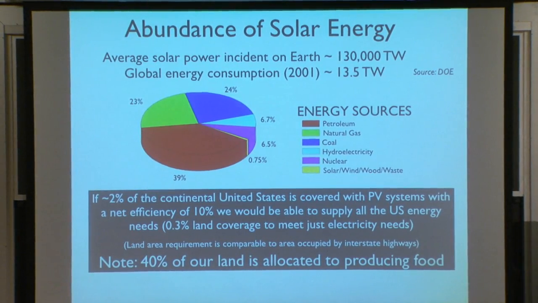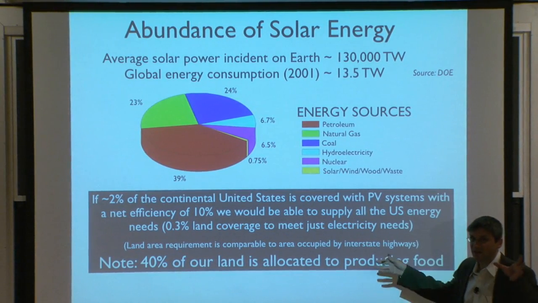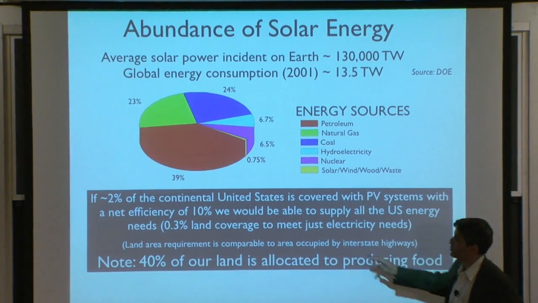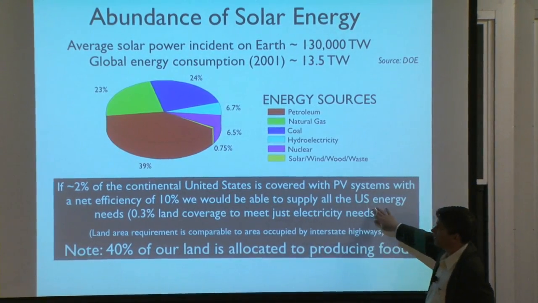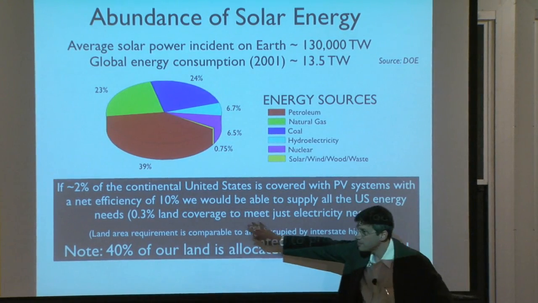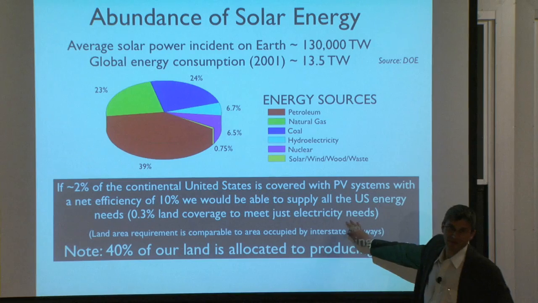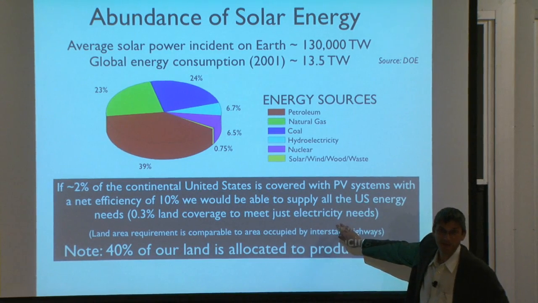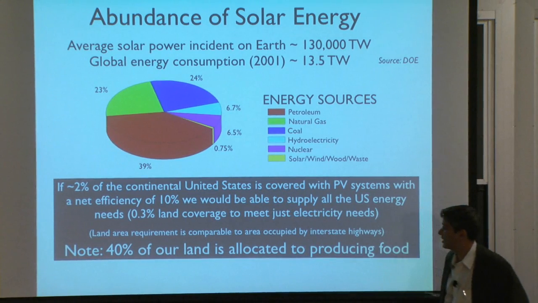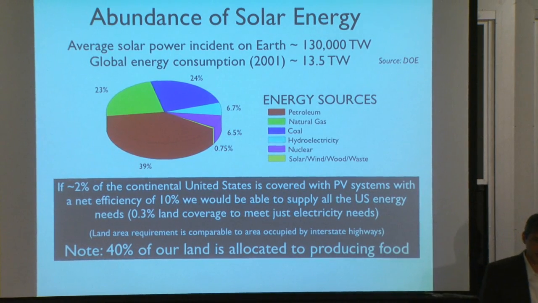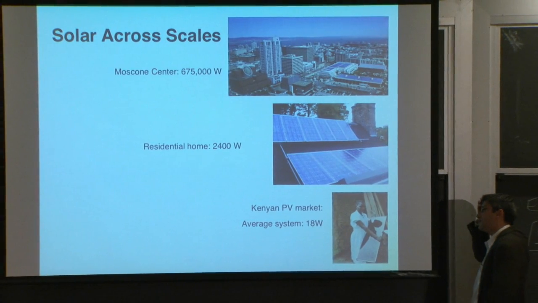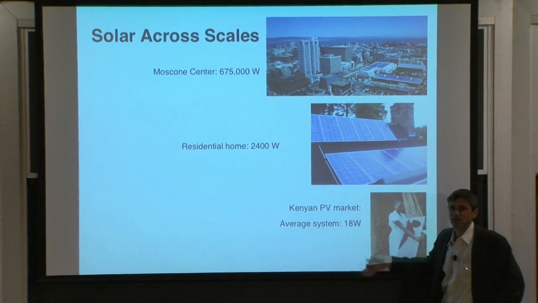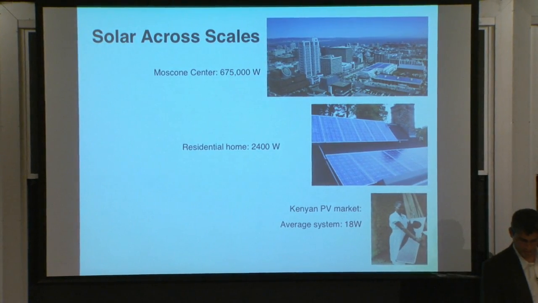And yet, with solar, you wouldn't need much land. It's actually a pretty land-efficient technology. So if 2% of the US were covered with PV, with an efficiency of 10%, you could supply all the US energy needs. If 0.3% of the land were covered, you'd get all the electricity needs in the US met. 0.3%. That's compared with 40% for agriculture. So it's not a land problem. Just what's in between highways is pretty good. Solar PV has a nice advantage over some other renewables in that you can scale all the way down, all the way up. So that's nice.